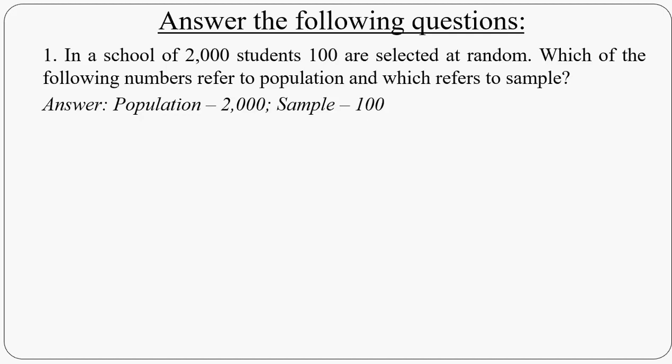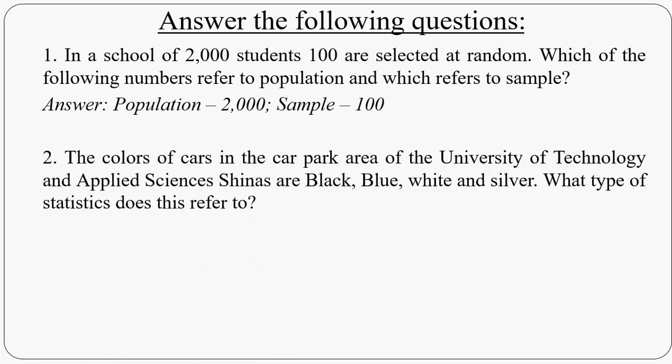Now let's move on to question number 2. The colors of cars in the car park area of University of Technology and Applied Sciences Shinas are black, blue, white and silver. What type of statistics does this refer to? Now you see this refers to color of car. When it refers to color of car, it refers to the characteristics. When it talks about characteristics, it is called descriptive statistics.